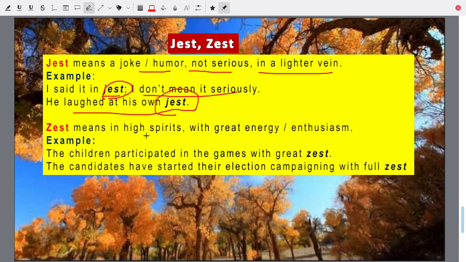Zest means in high spirits with great energy and enthusiasm. The children participated in the games with great zest. That is the energy. Jest is a joke, but this is an energy. Zest, with great zest, means great energy. The candidates have started their election campaigning with full zest, full energy. There is energy or high spirit, whereas jest means joke in a lighter vein, not serious.